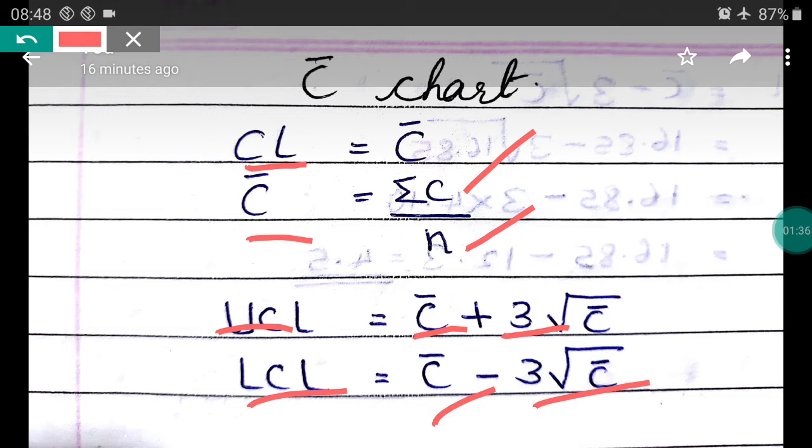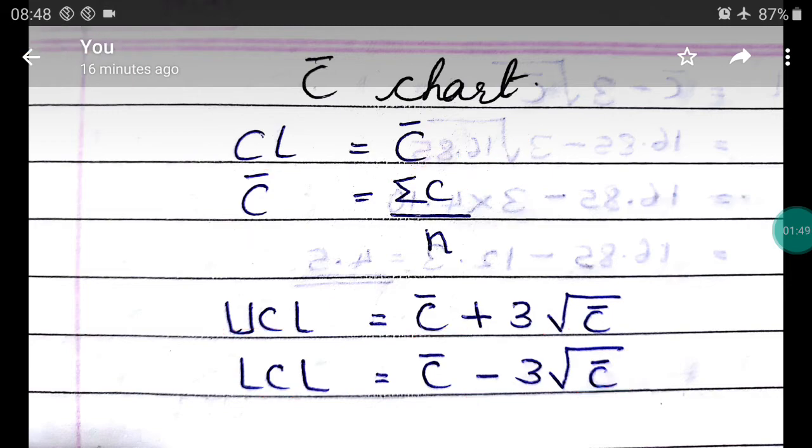See here, CL means C bar. UCL means C bar plus 3 square root of C bar. LCL means C bar minus 3 square root of C bar. Next, we will move on to the problem.